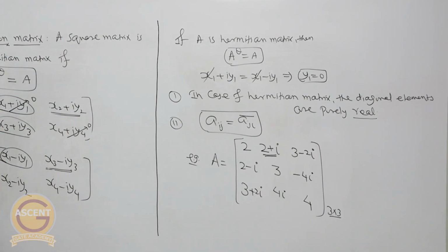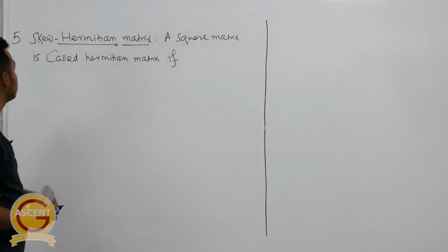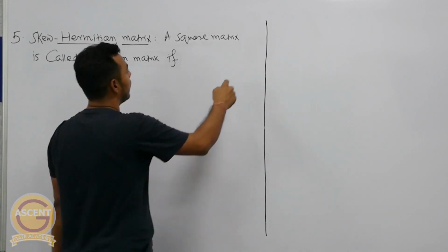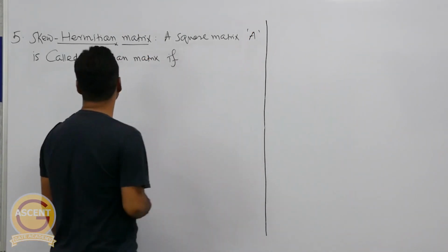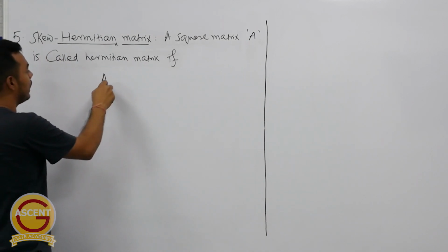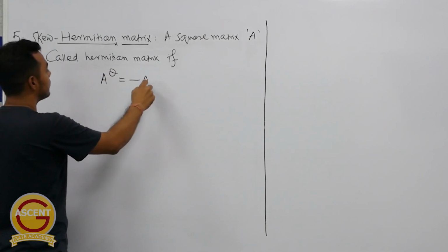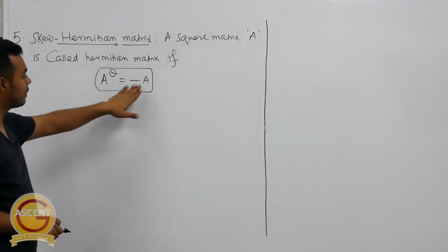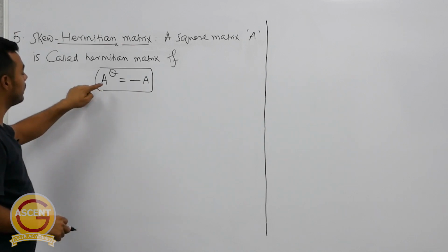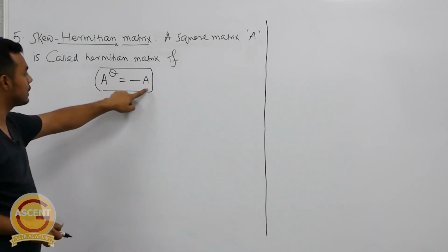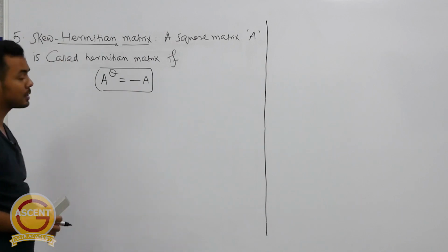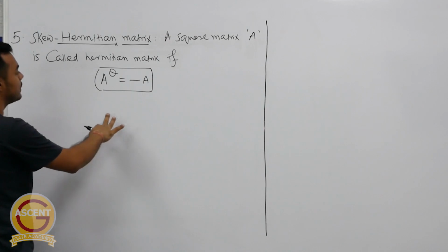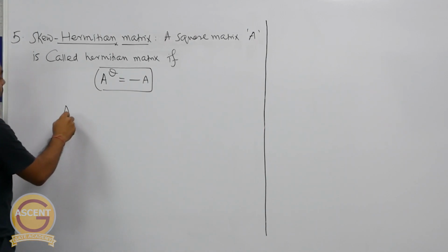Now the next type is a Skew-Hermitian matrix. The definition of a Skew-Hermitian matrix is: a square matrix A is called a Skew-Hermitian matrix if the conjugate transpose of A is minus A. In case of a Hermitian matrix, the condition was that the conjugate transpose of A is matrix A. Now here the definition is that the conjugate transpose of matrix A is minus A, then in that case the matrix is called a Skew-Hermitian matrix. Now again we are going to see the second definition of a Skew-Hermitian matrix, some of the important properties, with the help of one example.